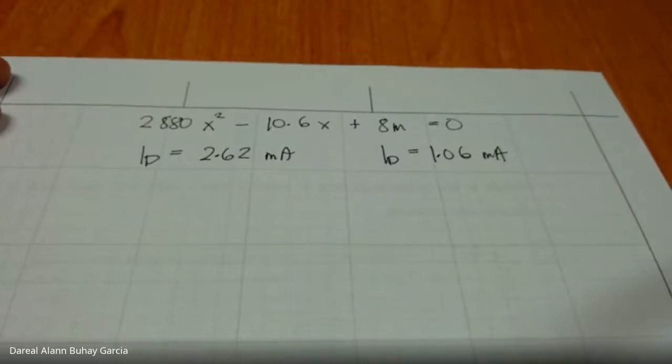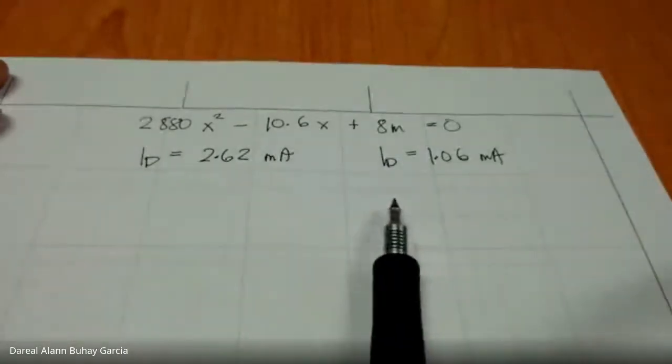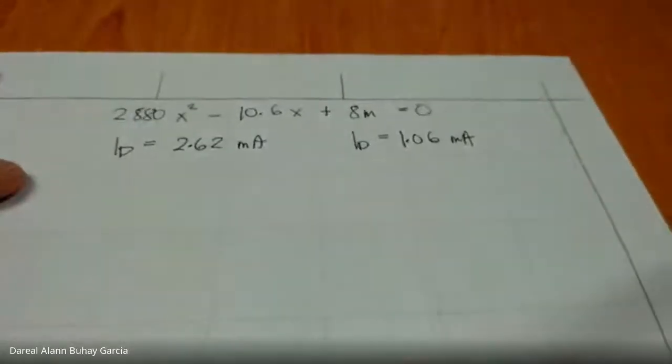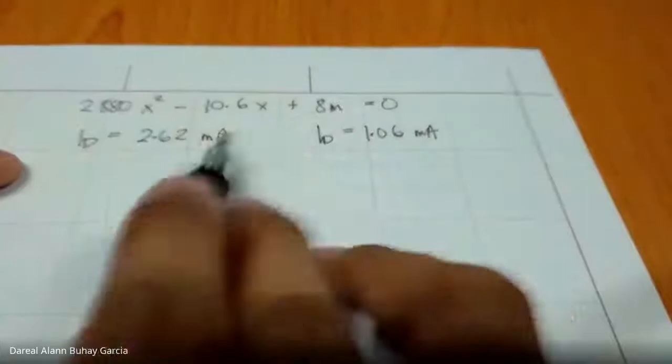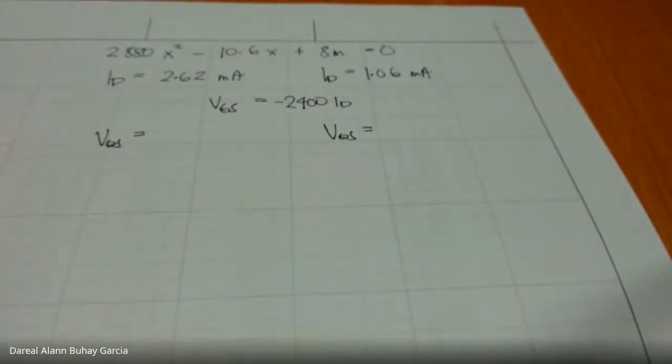Our IDSS is 10 milliamperes, so we can't decide yet. Both are below IDSS, but usually the smaller one is correct. So we substitute into equation 1 where VGS is negative 2,400 ID, and see which of the two VGS values is correct.